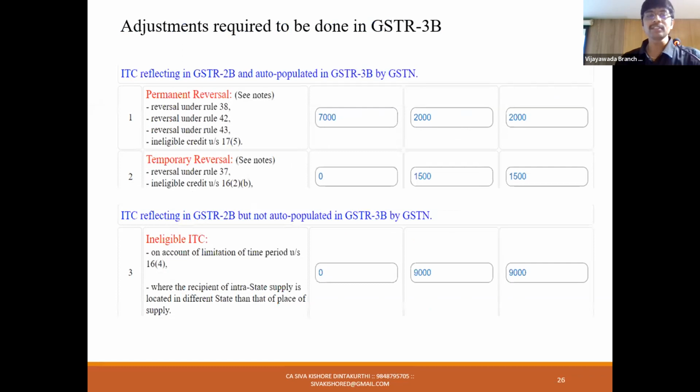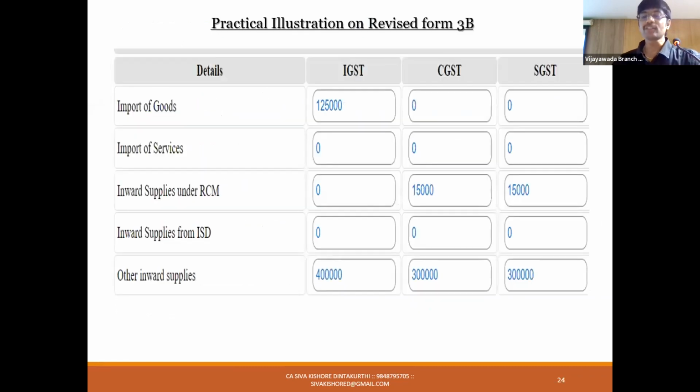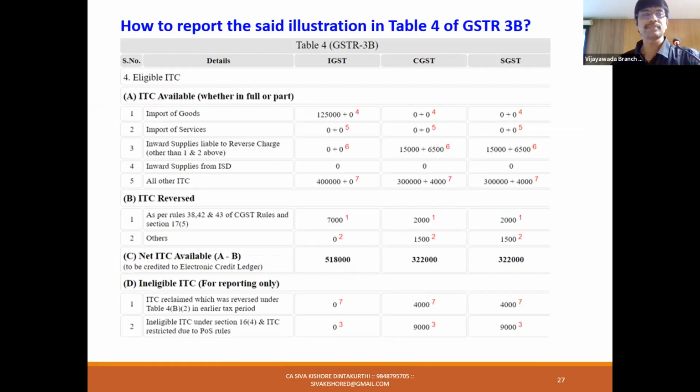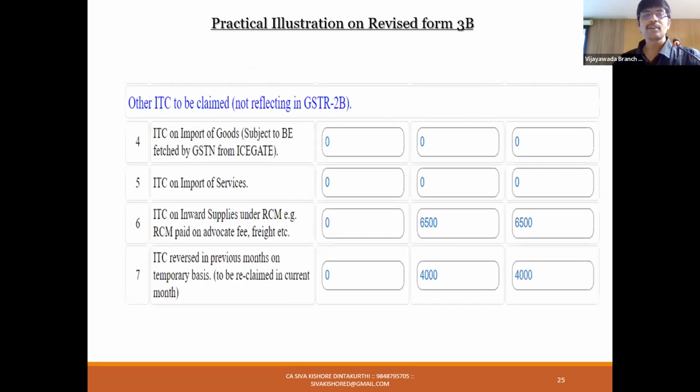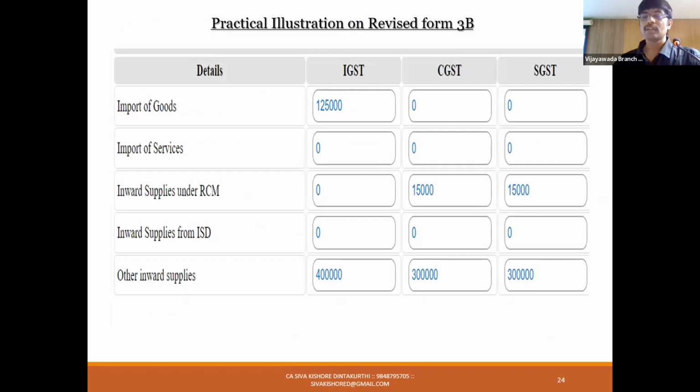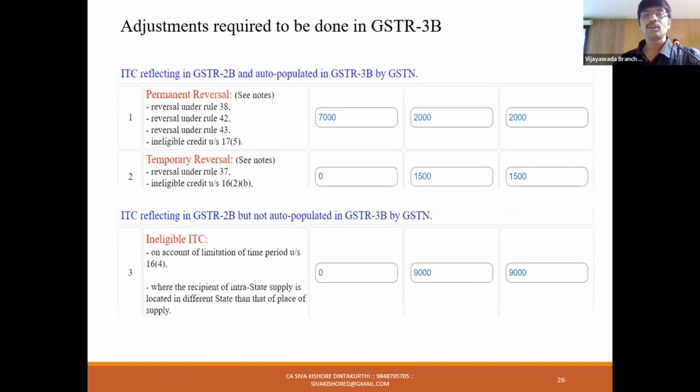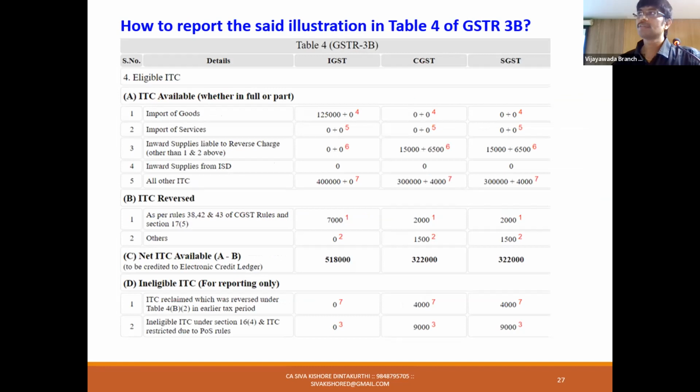First, we started with 1,25,000 import, with no adjustment for that. Import of services, no data in this example. Inward supplies, first table how much? Next table how much? Put together how much? 15,000 plus 6,500, 15,000 plus 6,500.